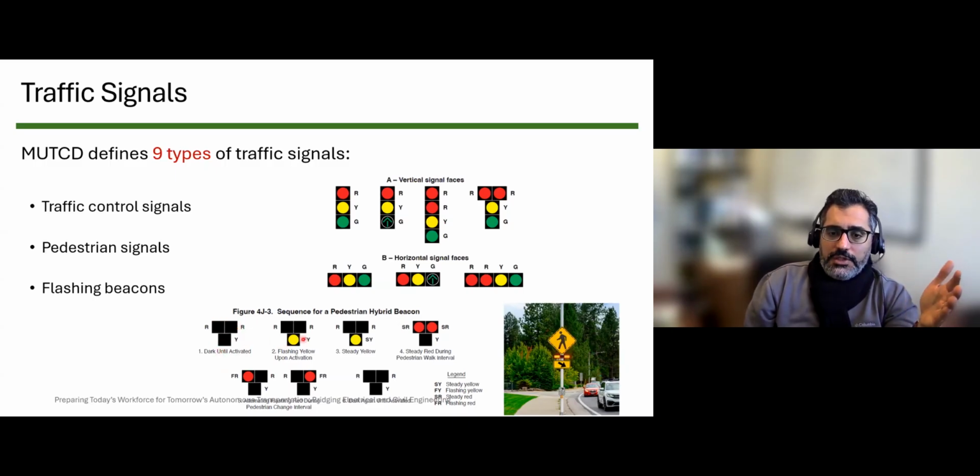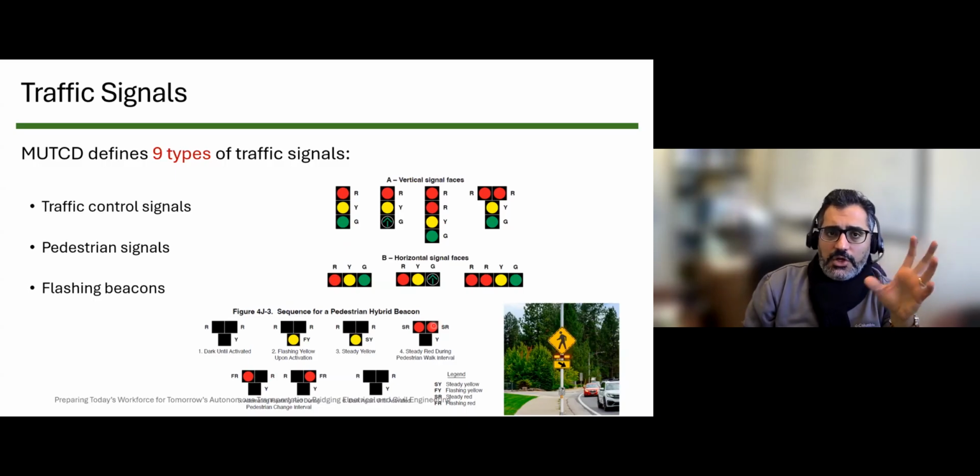And when there is a pedestrian, we will first start with flashing yellow upon activation to let the drivers know that, okay, right of way is about to change. Then we make it steady yellow, similar to the steady yellows you see here, to warn the drivers and give them enough time to stop or to cross. And then we make it a steady red during the pedestrian walk interval.